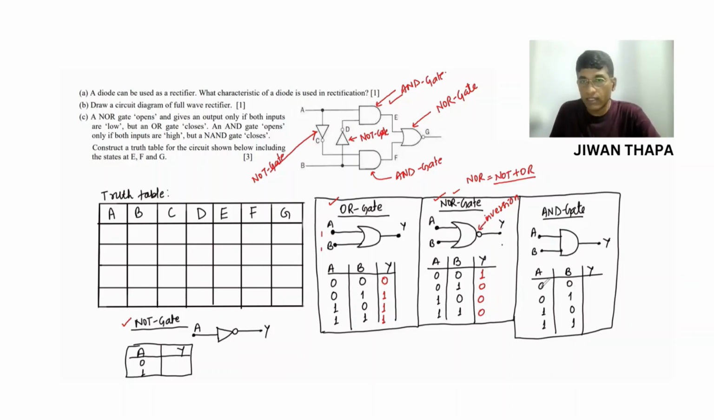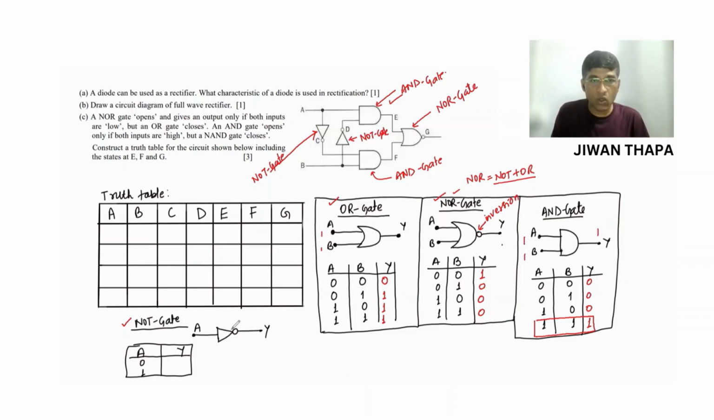Now for AND: 0 0, this is 0; 0 1, this is 0; 1 0, this is 0; 1 1, this is 1. So we get output high only when both the inputs are high. So when both inputs are high, then we get high output. So this is to be noted.